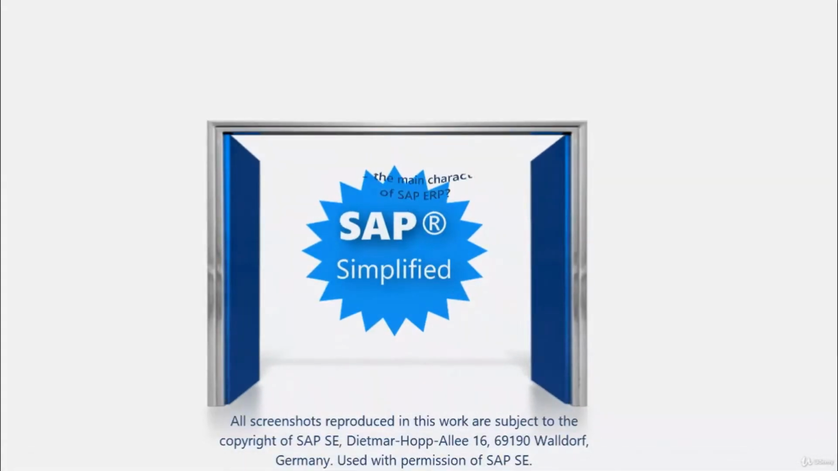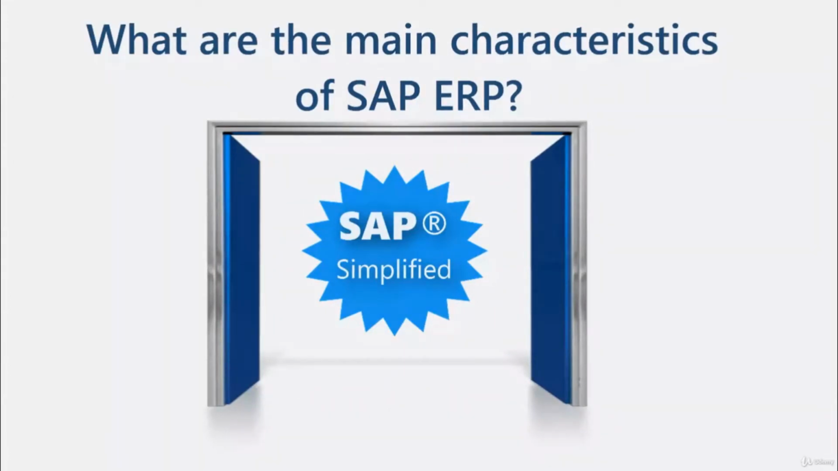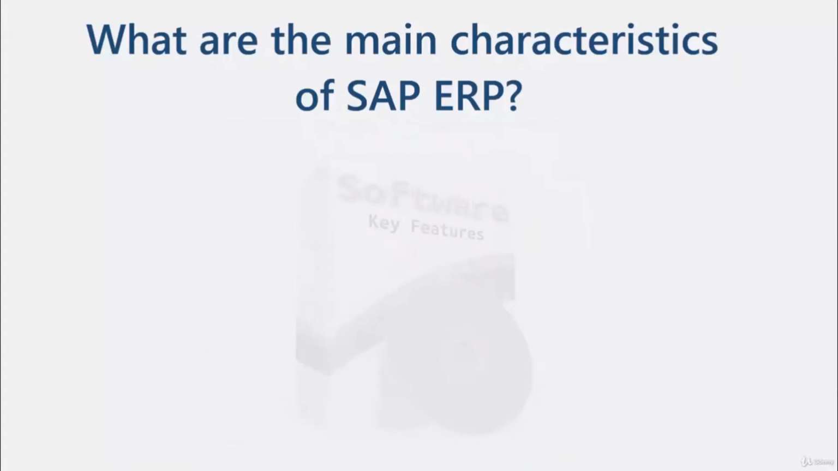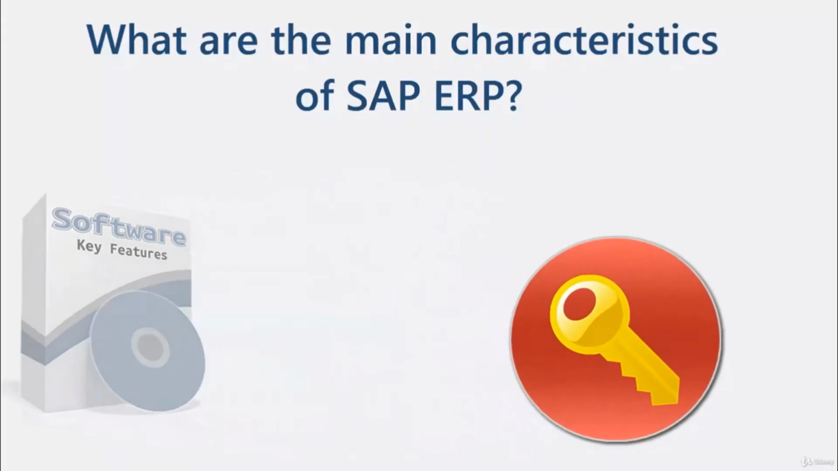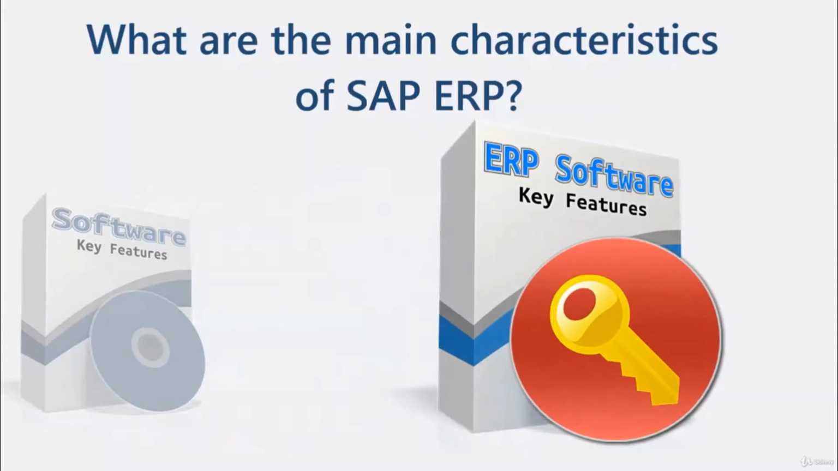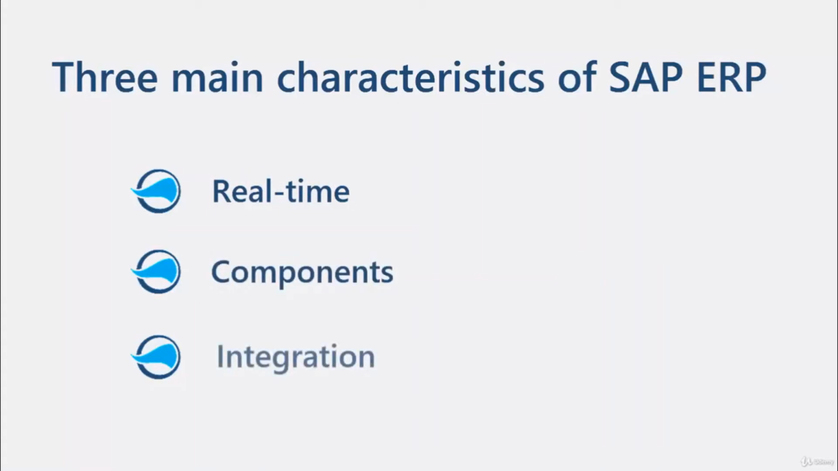Hello! What are the main characteristics of SAP ERP? Every type of software has its typical characteristics, which allow you to easily recognize it. In this video, the typical key features of SAP ERP or any other ERP software will be presented. So you'll learn about the 3 main characteristics of SAP ERP, which are real-time, components, and integration.